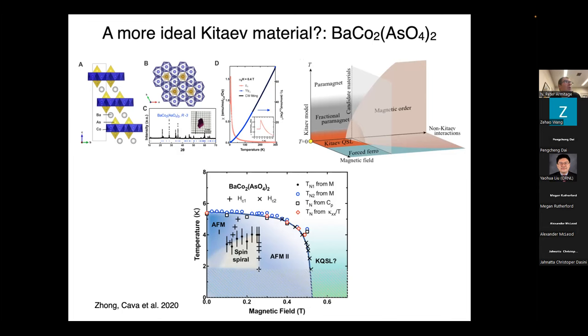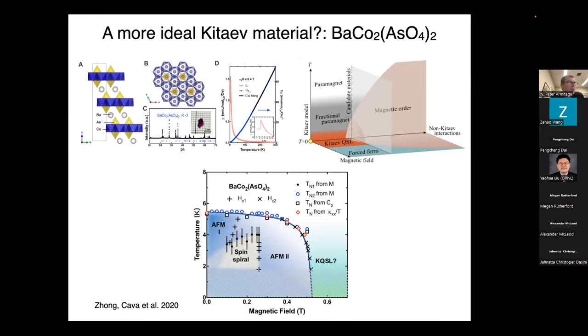This barium cobalt arsenic is cobalt oxide octahedra, edge sharing in the fashion that we've discussed in a number of different contexts, with barium and arsenic in the planes nearby. What was emphasized in their paper was, for instance, that when you take this system and cool it down to low temperatures, around 5.5 Kelvin it goes into some kind of magnetically ordered state. But if you apply an in-plane magnetic field, you can suppress the magnetic order.